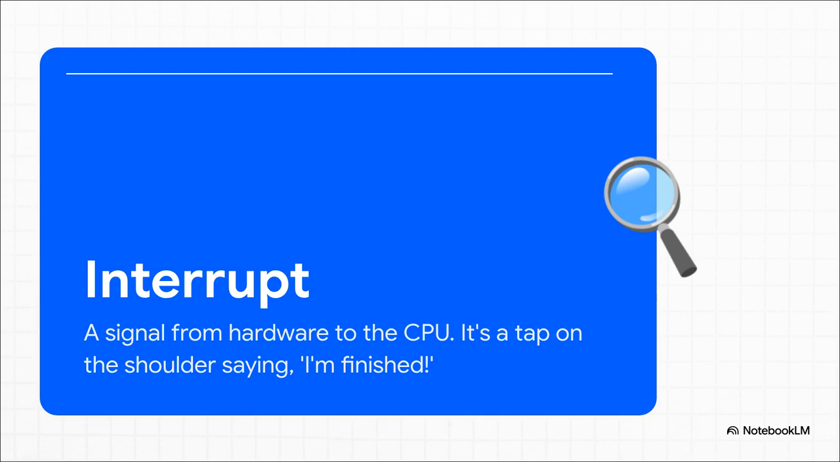Instead of the CPU constantly nagging the printer, the hardware just taps the CPU on the shoulder when it's done. The CPU can go off and do a million other useful things, and when the printer finally finishes, it sends an interrupt signal. The CPU just pauses what it's doing, deals with the finished print job, and goes right back to its other work. Zero wasted time.